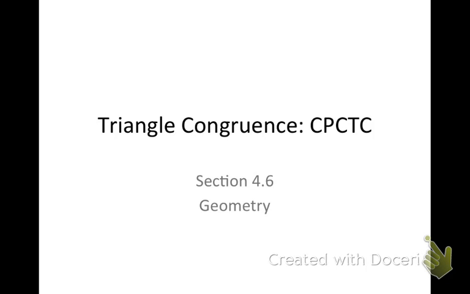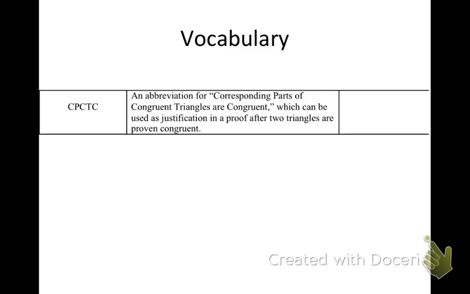So triangle congruence, CPCTC, section 4.6 today. What's that stand for? It's a great question. That's the first part of the vocabulary today. Good question, Reed. CPCTC is an abbreviation for corresponding parts of congruent triangles are congruent, which can be used as justification in proof after two triangles are proven congruent.